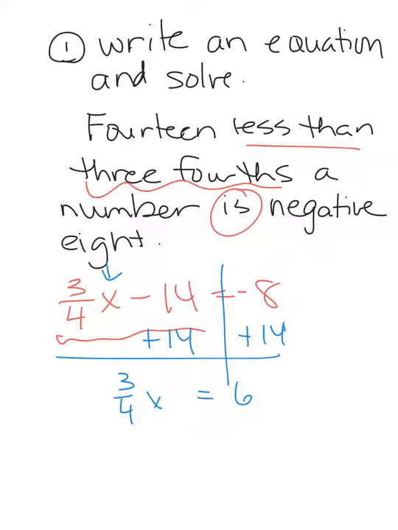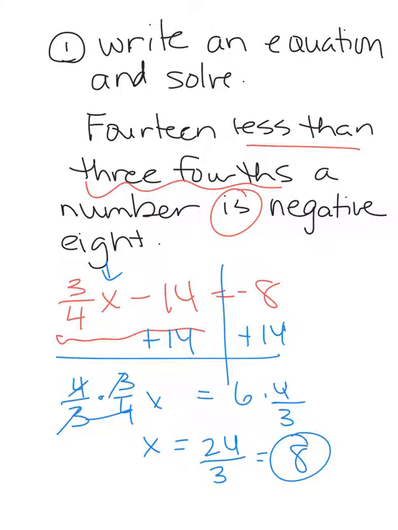I still need to isolate that variable, so I can either divide both sides by 3/4, or using my calculator, I can multiply by the reciprocal, so I'll just multiply by the reciprocal. This cross cancels, so I have x is equal to, and that gives me 24/3, which is 8. So my answer there is 8.